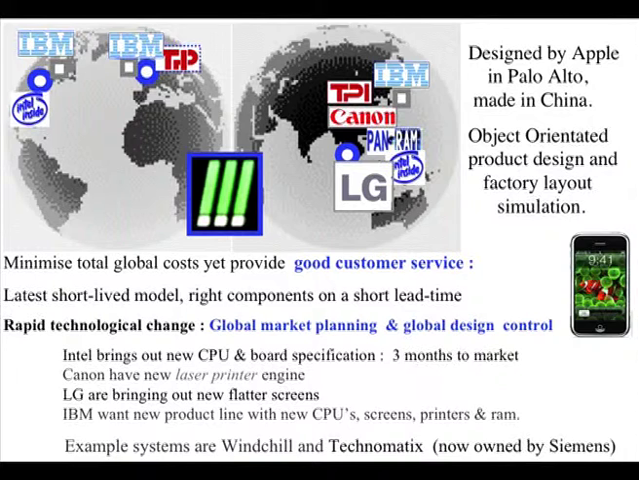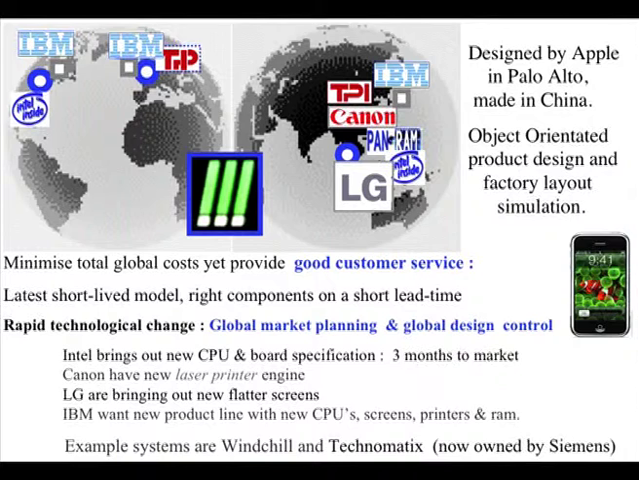They have the latest short-lived model, needing the right components on a short lead time. Rapid technological change requires global market planning and global design control. So Intel brings out a new CPU and board specification, 3 months to market. Canon have a new laser printer engine, and like Gold Star, are bringing out new flatter screens. IBM want a new product line with new CPUs, new screens, new printers and RAM.